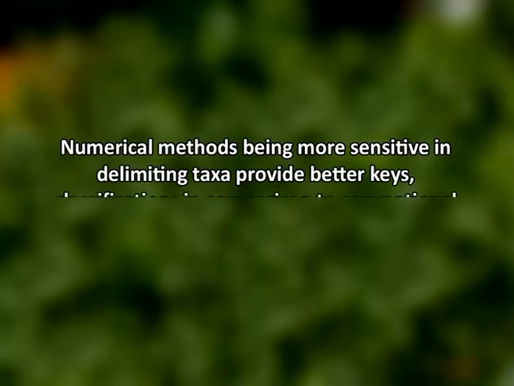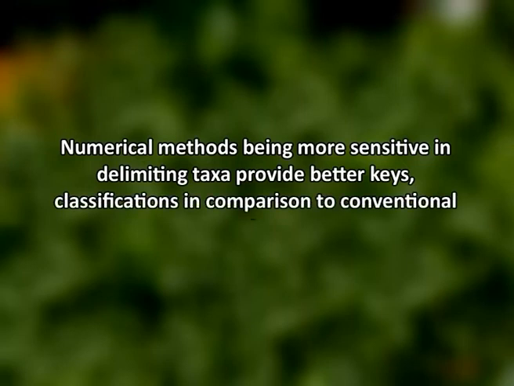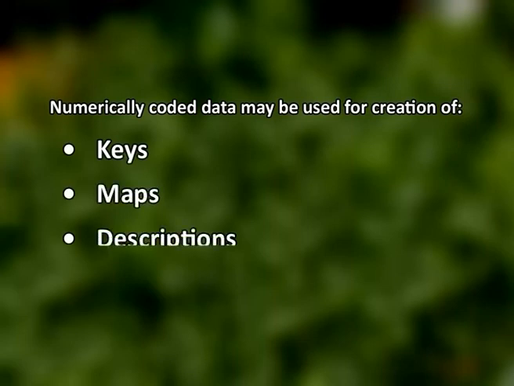The numerical taxonomic methods, being more sensitive in delimiting taxa, provide better keys and classifications in comparison to the conventional taxonomic systems. Numerically coded data may be used easily for creation of keys, maps, descriptions, catalogs, etc. with the help of existing electronic data processing systems in herbaria and other taxonomic institutions.